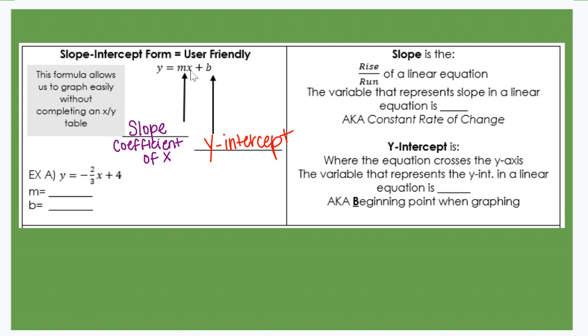So knowing that the slope goes in front of x and knowing that the y-intercept comes after x, let's identify in this example A the slope m and the b. So the equation is y equals negative 2/3 x plus 4. First, we want to find m. Well, m is the coefficient of x. So find the x, and in front, we have this fraction, 2/3, and we also have this negative sign. So that negative sign belongs to the 2/3. So the slope of this equation is negative 2/3.